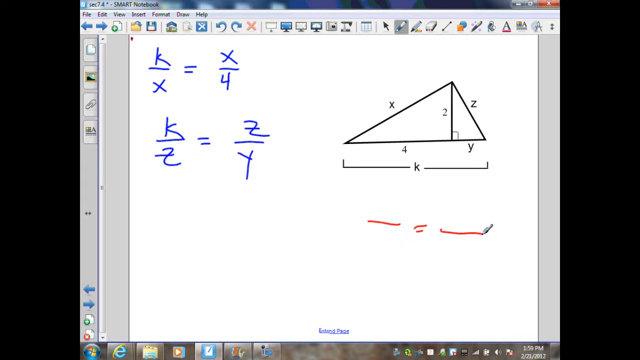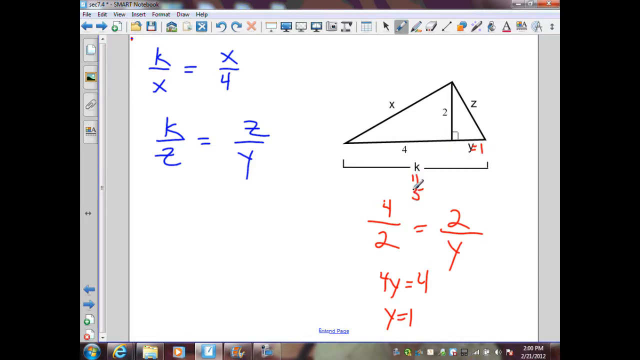Corollary 1 says if an altitude is drawn to the hypotenuse of a right triangle, which we have, then that altitude is the geometric mean between the two segments of the hypotenuse, which are 4 and y. Now I can use the cross product rule and get 4y equal to 4, and y is equal to 1. Now that gives me the length of that segment, and also when I add them together, I get the length of the entire hypotenuse.